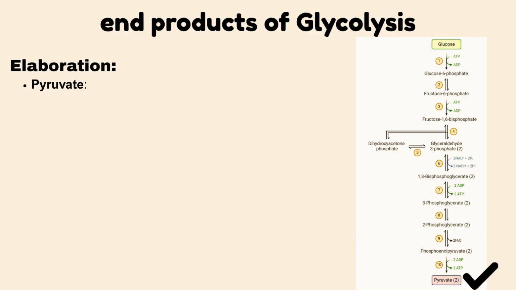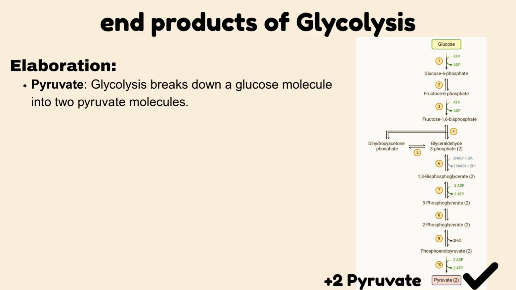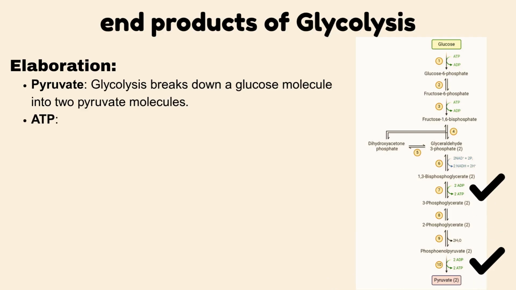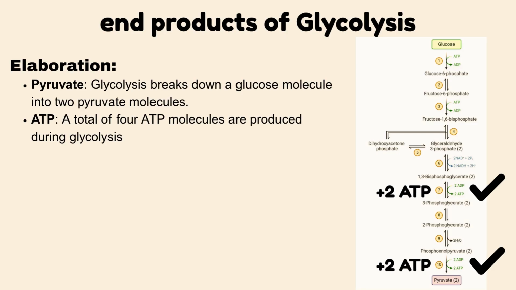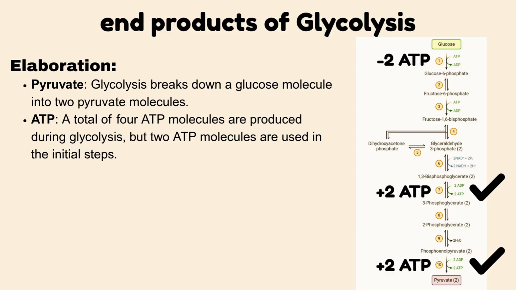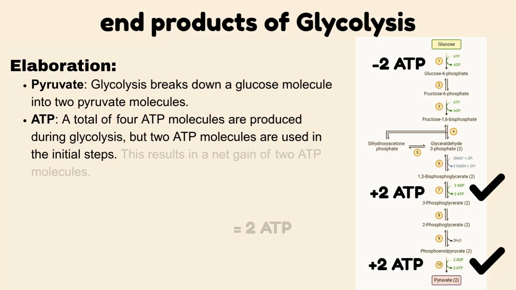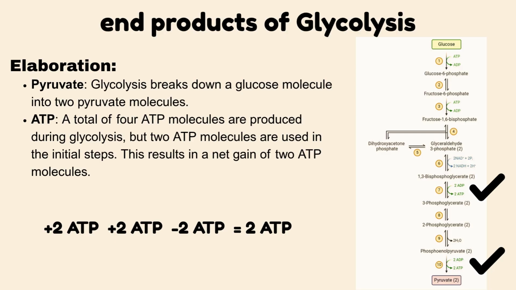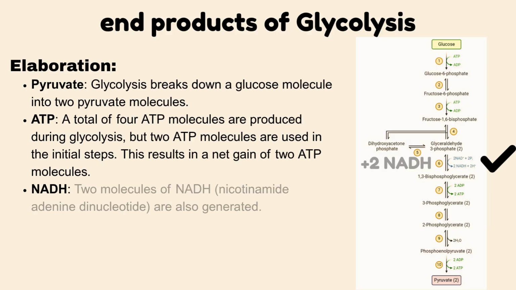Elaboration. Pyruvate. Glycolysis breaks down a glucose molecule into 2 pyruvate molecules. ATP. A total of 4 ATP molecules are produced during glycolysis, but 2 ATP molecules are used in the initial steps. This results in a net gain of 2 ATP molecules. NADH. 2 molecules of NADH are also generated.